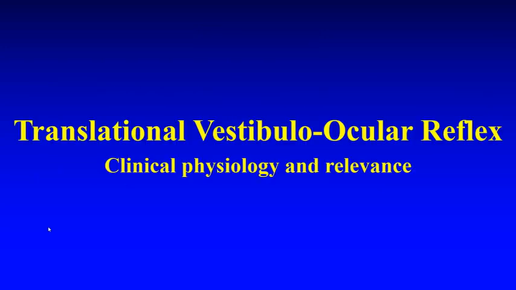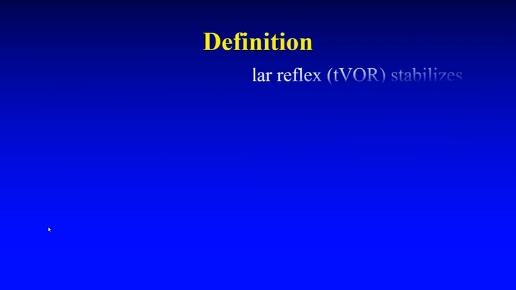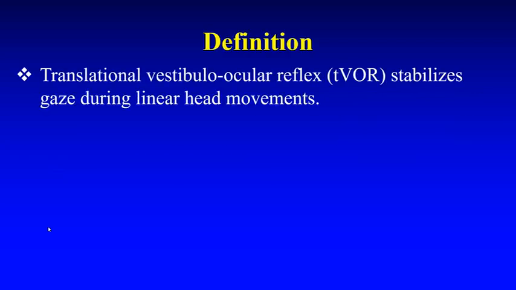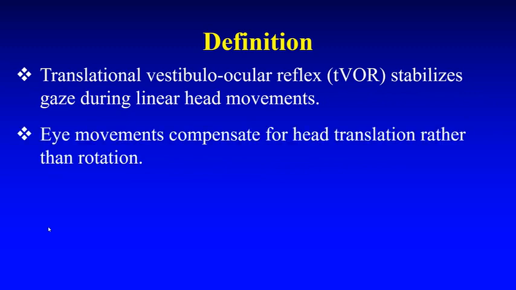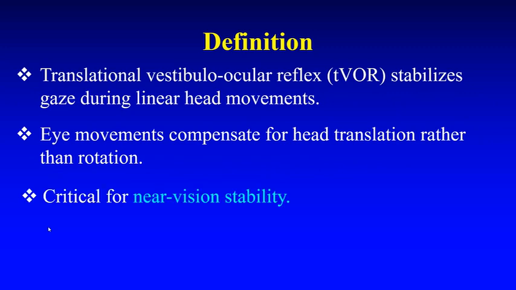Translational VOR, clinical physiology and relevance. Definition: translational VOR, tVOR, stabilizes gaze during linear head movements. Eye movements compensate for head translation rather than rotation. Critical for near vision stability.